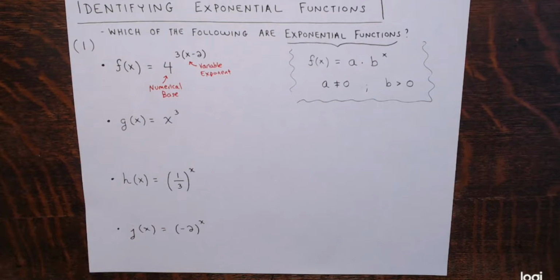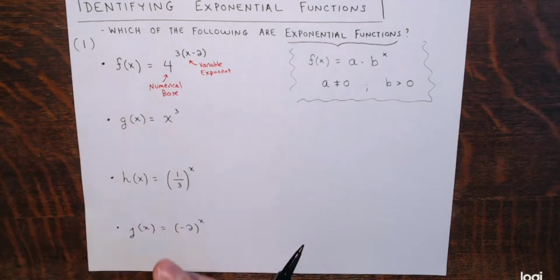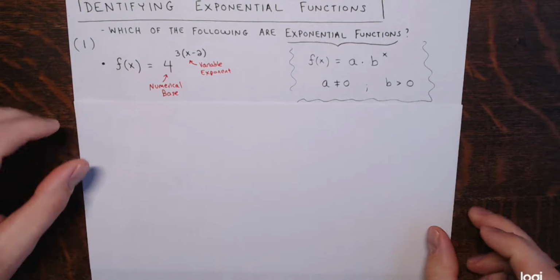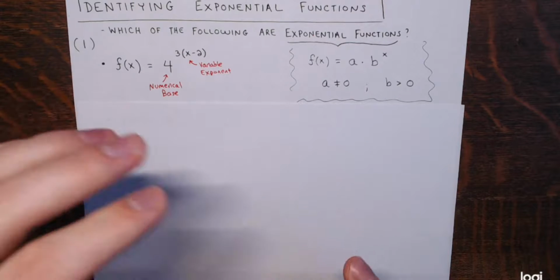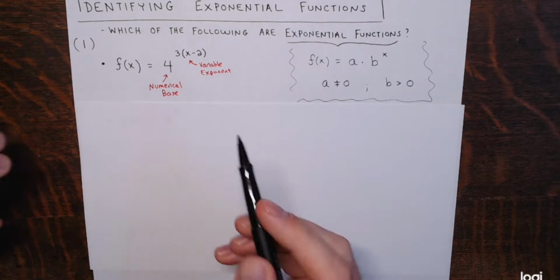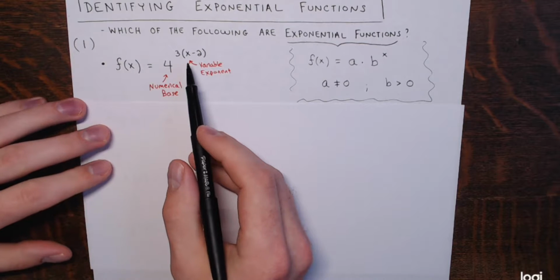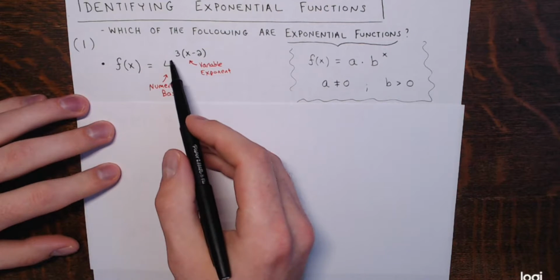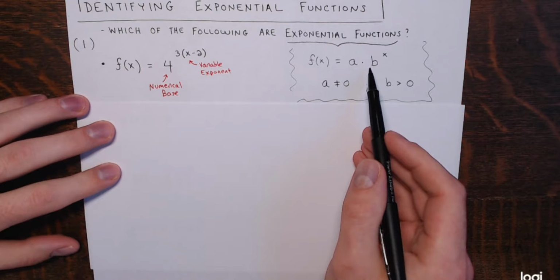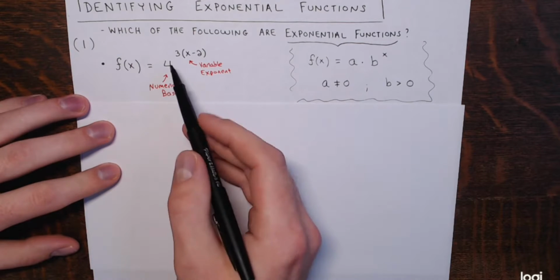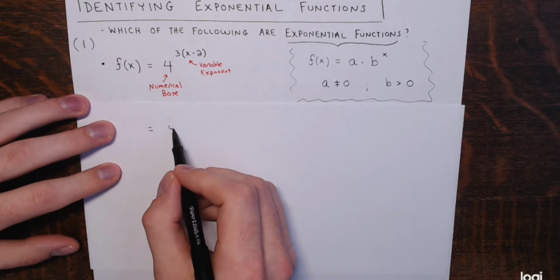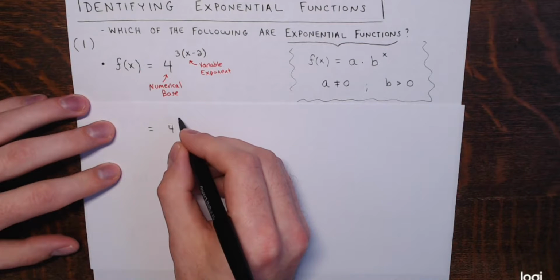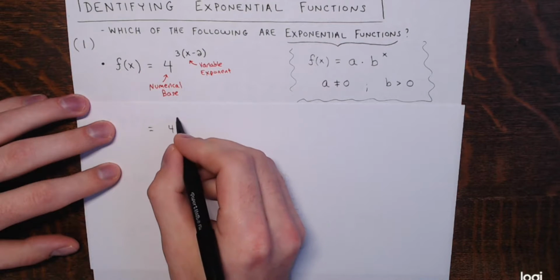Right, we can use some properties of exponents, which I'm assuming you know from previous videos, previous studies. You can use the properties of exponents to change this to look like this form. If you can take your function and actually make it look this way, a times b to the x, then it is exponential. Well, let's do that. So this is actually 4, and then if I distribute the 3 here, that'd be 4 to the 3x minus 6 power.